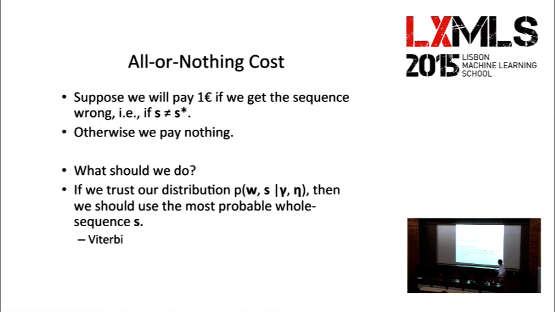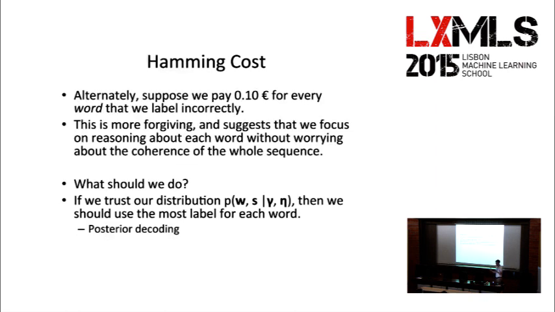Okay. Now, so this is why Viterbi has been motivated in the past. Sometimes it's called Bayes' decision rule. This is why people came up with it. This is why Viterbi invented it. It provably minimizes your expected cost under these assumptions, if you believe your model and the cost is all or nothing.